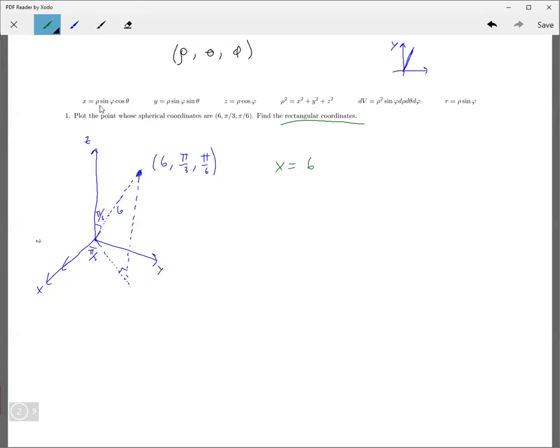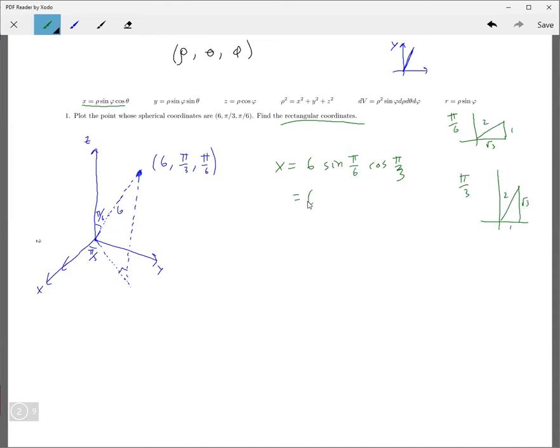So x is rho, so that's using this one. Sine phi, that would be sine of pi over 6, cosine of pi over 3. Well, let me do a couple of references. So pi over 6 would be this one. And then pi over 3 would be this right here.